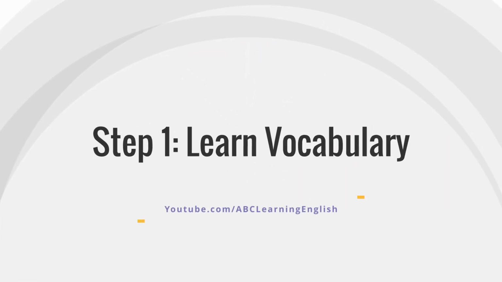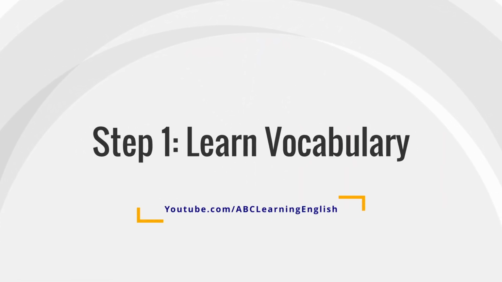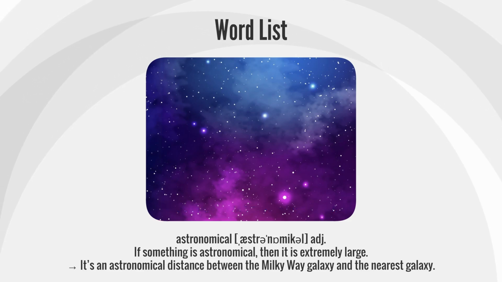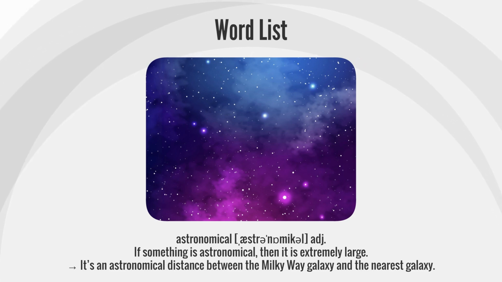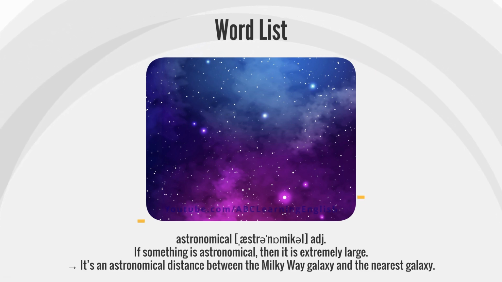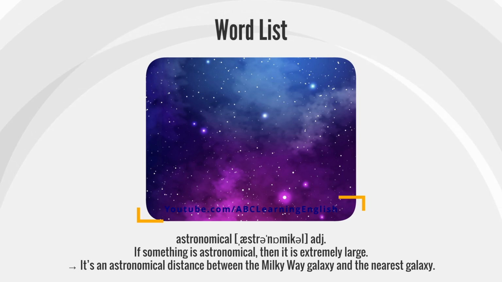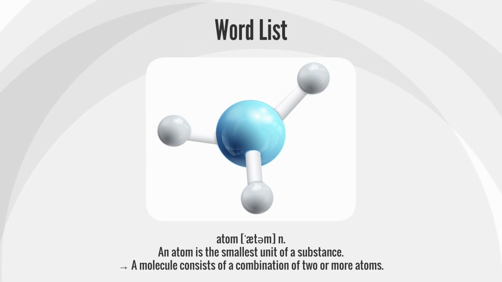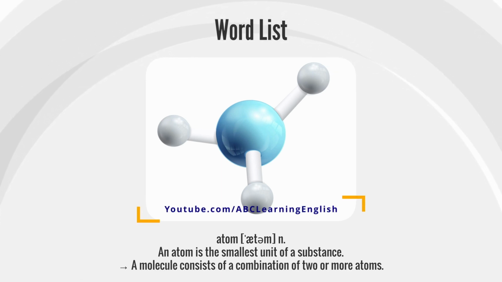Step 1. Learn vocabulary. Astronomical. If something is astronomical, then it is extremely large. It's an astronomical distance between the Milky Way galaxy and the nearest galaxy. Atom. An atom is the smallest unit of a substance. A molecule consists of a combination of two or more atoms.